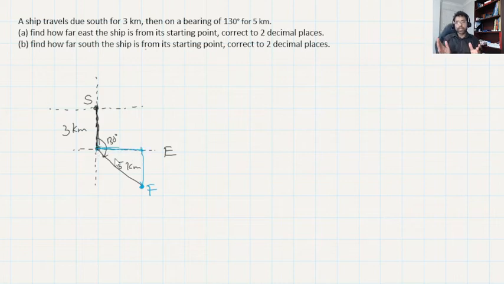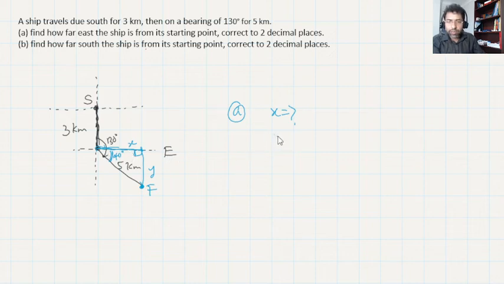So what I can do here is use a right angle triangle and the trigonometric ratios. For that we need the inside angle. We know the total is 130, and the first part is 90, so 90 plus 40 degrees gives 130. So we know this angle and we know the hypotenuse. Let's say this is our x and this is our y. Our question A is just asking for x, the east direction, how much is traveled to the east.